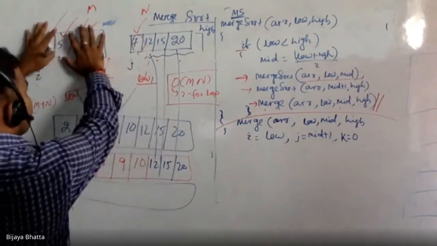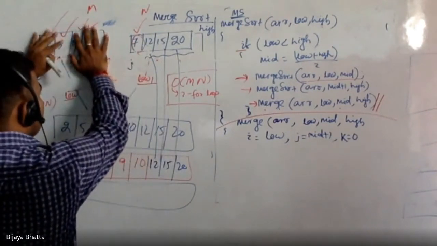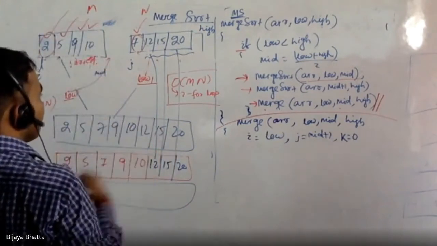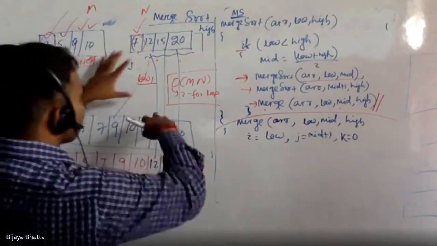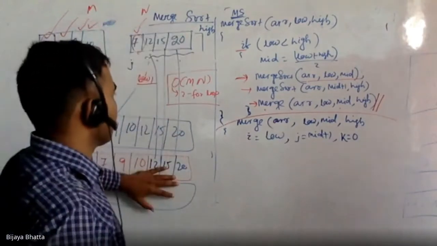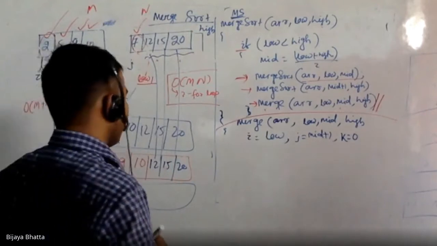But once any of them is null, or any of them does not have more elements, you don't need to compare. You can simply break and copy the remaining things over. So that's why there are two steps.